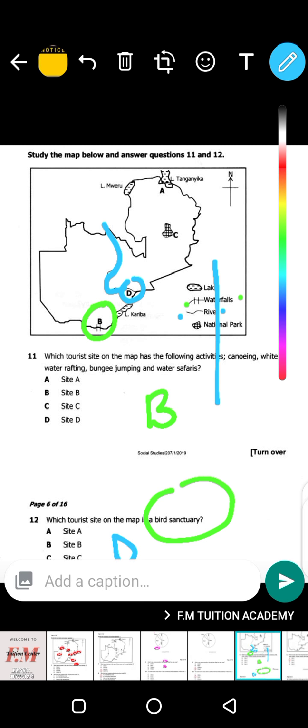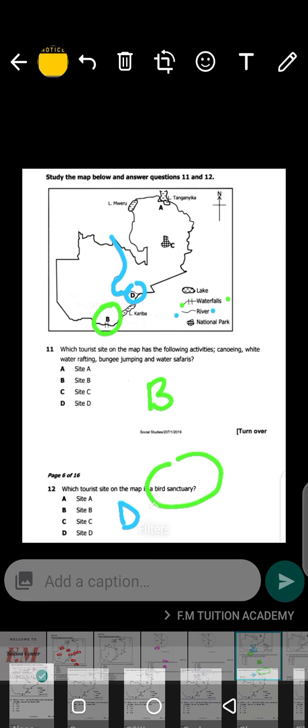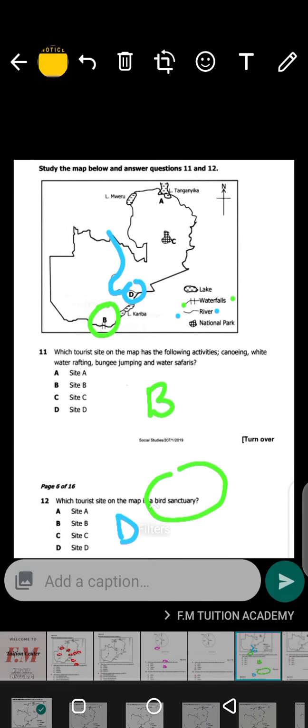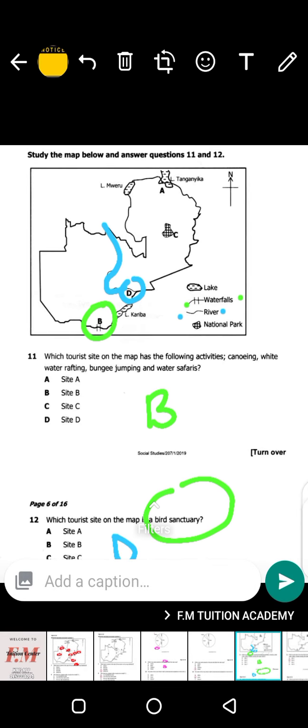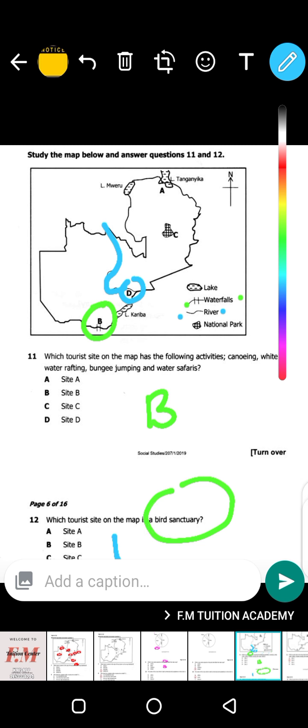The answer there is actually D, where I've got a bird sanctuary. Bird sanctuaries are found near rivers, and the only option that has got a river is D. You can see D has got a river. So the answer is actually D.